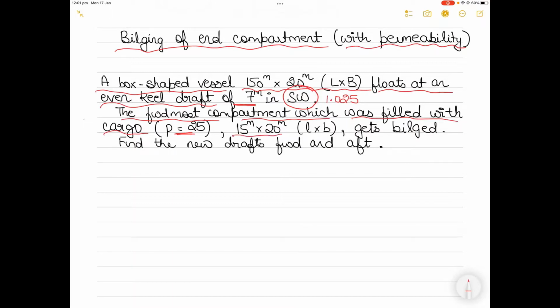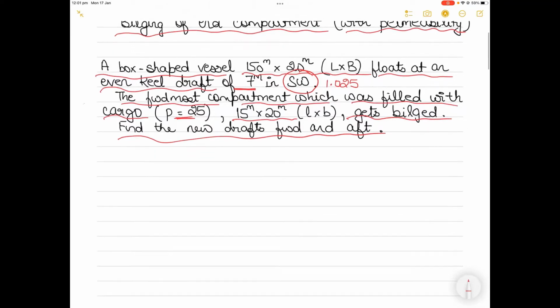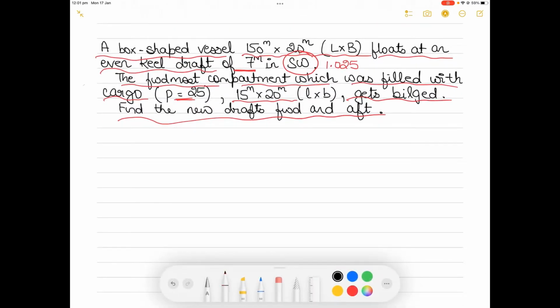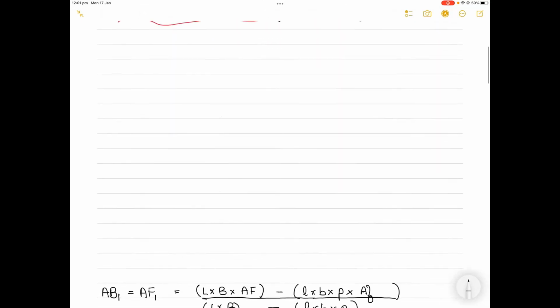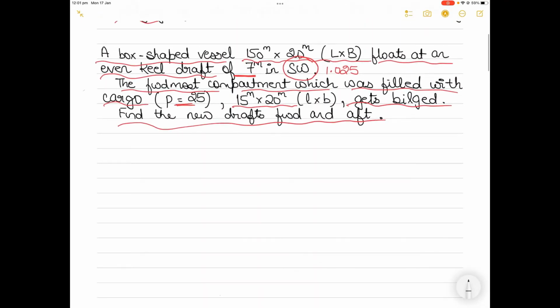And the compartment was 15 meters long and 20 meters wide, and it gets bilged. That means water starts to come into this compartment. You have to find the new drafts forward and aft. All right, so let's get started. So I will show you how to draw the diagram, but I have pre-written the solution as you can see below, and I will explain as we go along, so that is better. Otherwise, if I'm writing along with you, then it becomes a bit long.